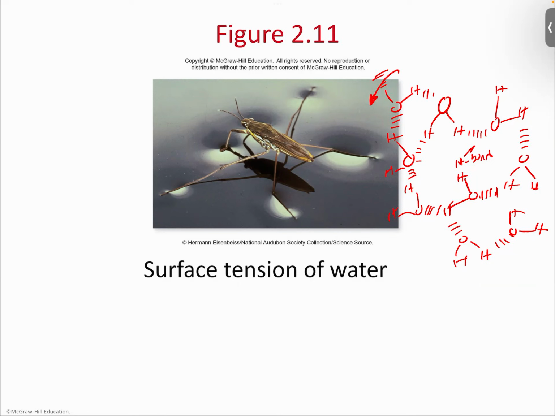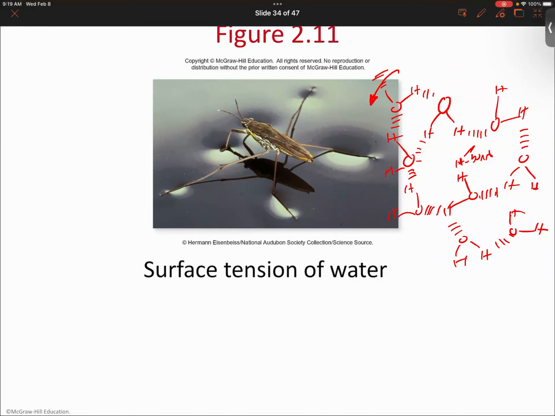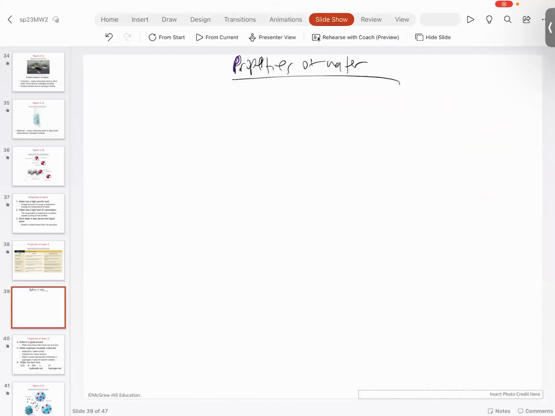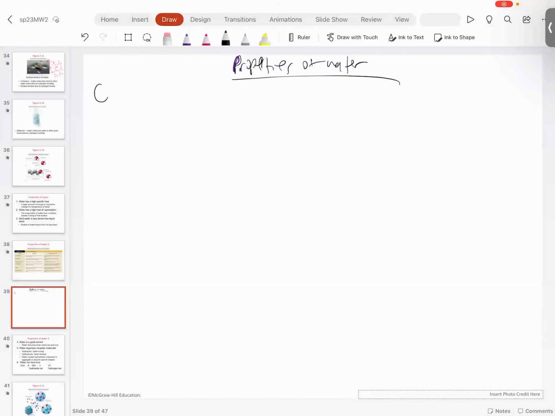Now, the first 3 properties are associated with that particular phenomenon. So we're going to talk, first of all, about cohesion. We're going to talk about adhesion. And then we have surface tension. So let's define these first of all. Cohesion is the attraction of water for itself.